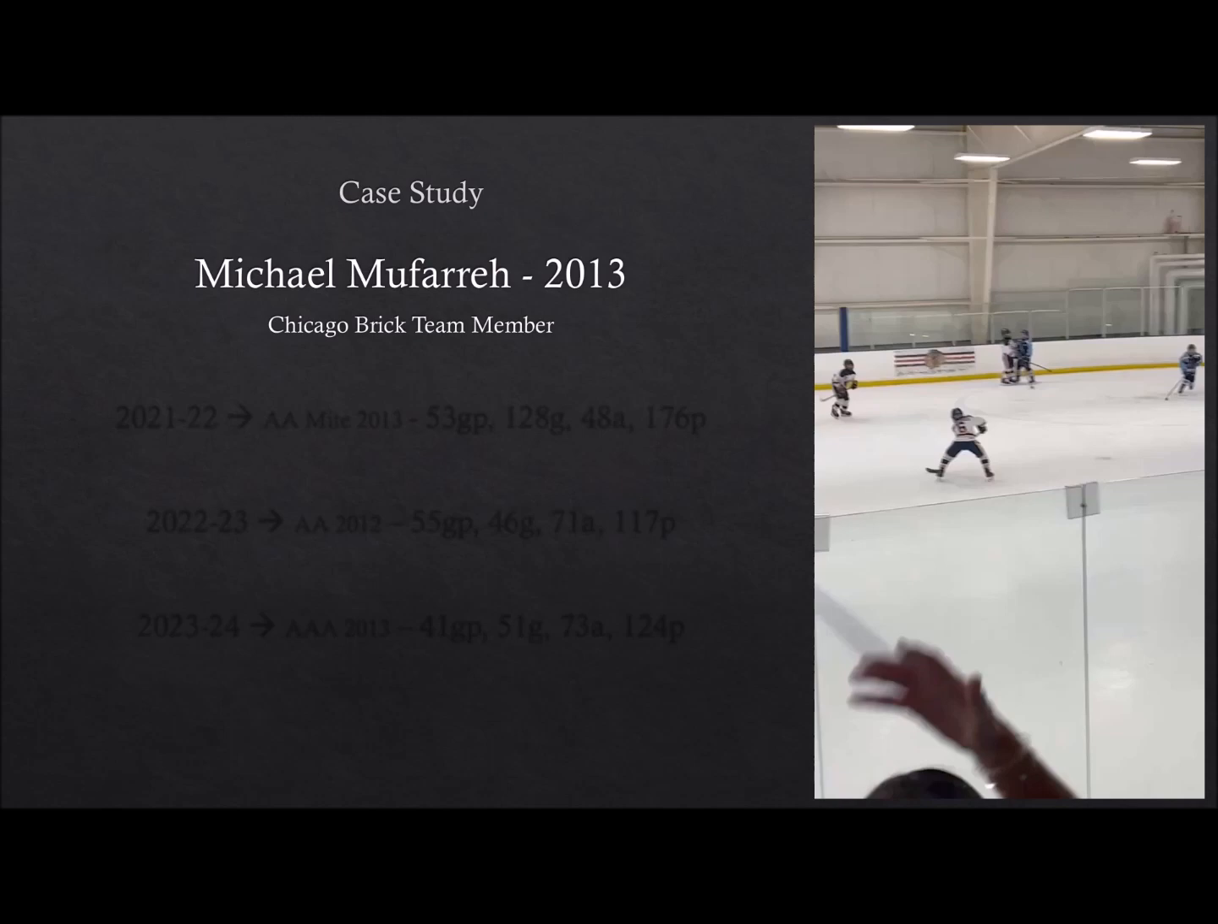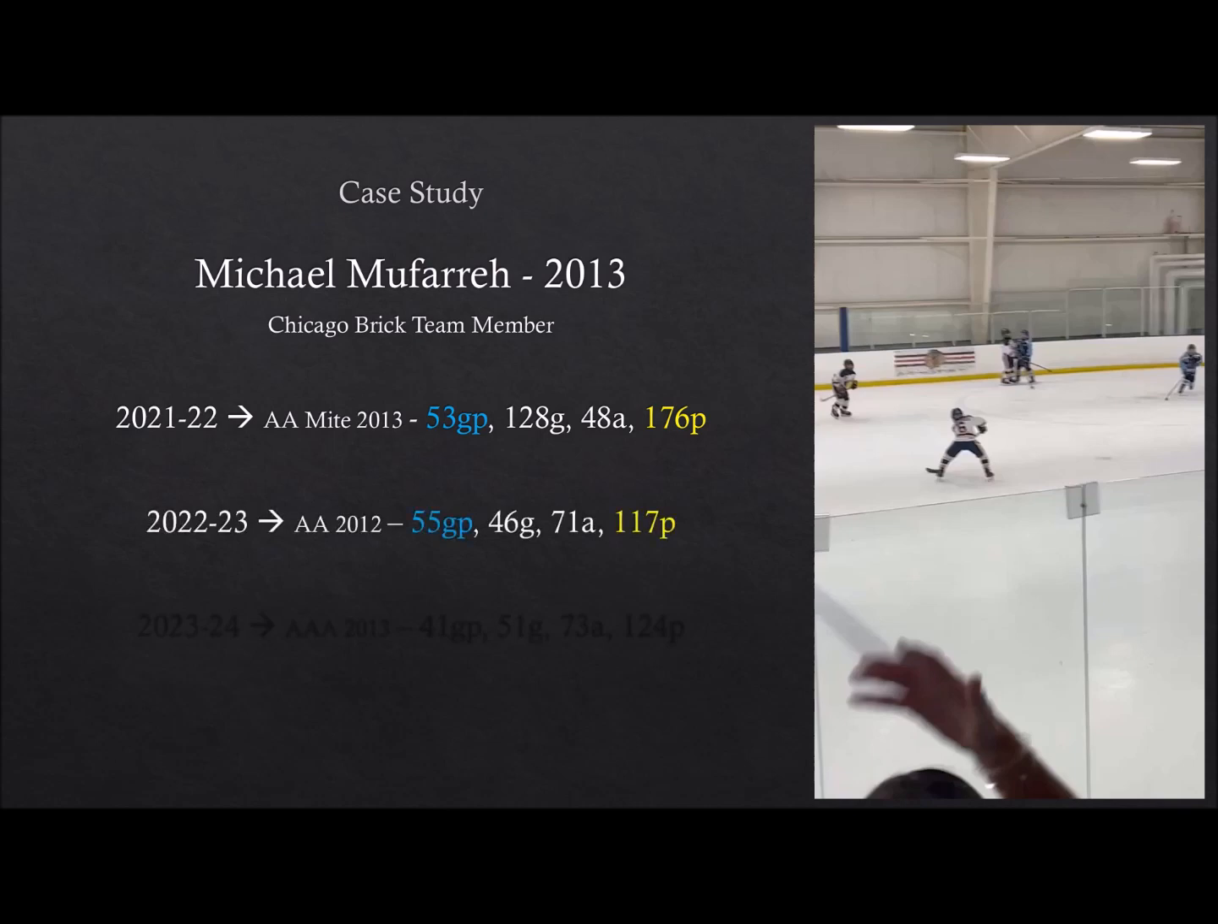So the case study we're going to look at to understand a little bit more about what we're talking about here is a 2013 by the name of Michael Mufara. He's a defenseman who's a member of the Chicago Brick team. In 2021 and 22, Michael was playing Double-A mites with 2013's his own age. He played 53 games, 128 goals, 48 assists for 176 points.